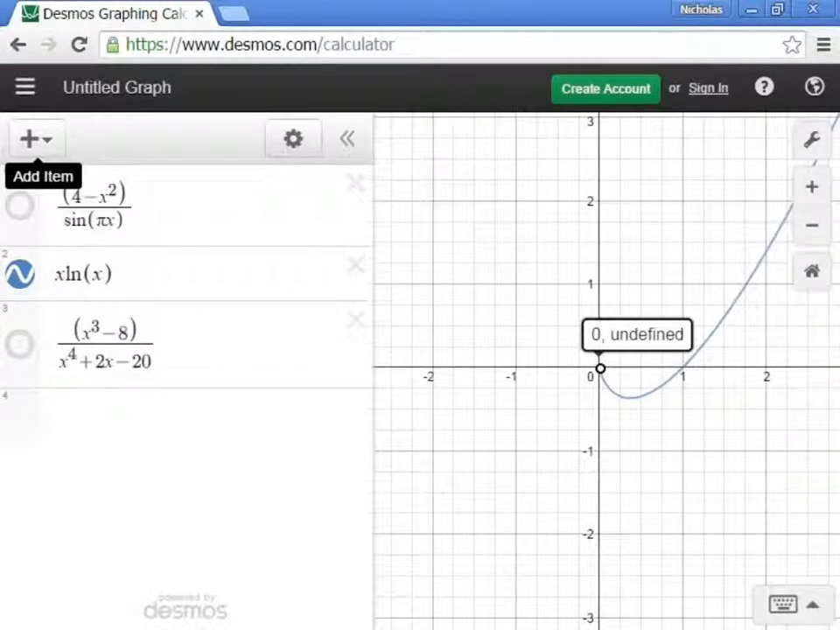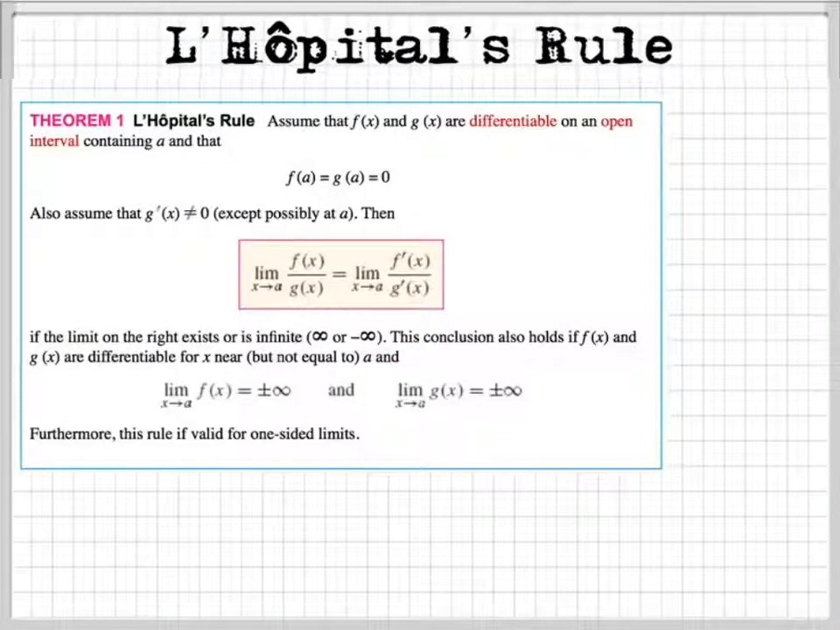Okay, questions? Oh yeah, wait, there was one more thing I wanted to show you guys. Sorry. And that is this. Okay, this is like the formal definition of L'Hopital's rule. Check it out. Assume that f of x and g of x are differentiable on an open interval containing a. Now, a is the limit, what you're approaching right there.